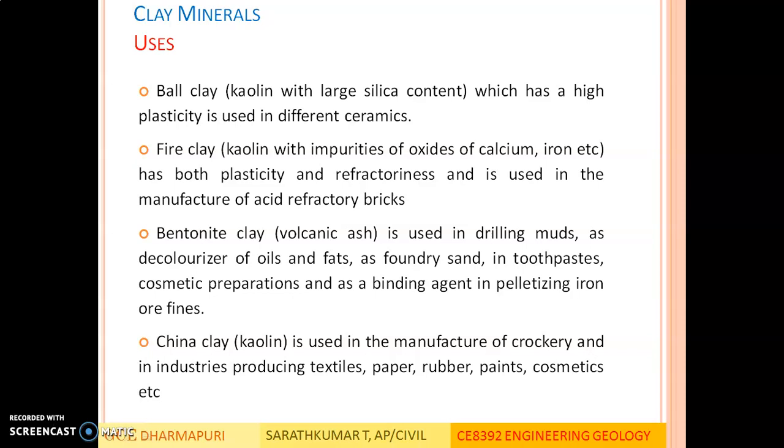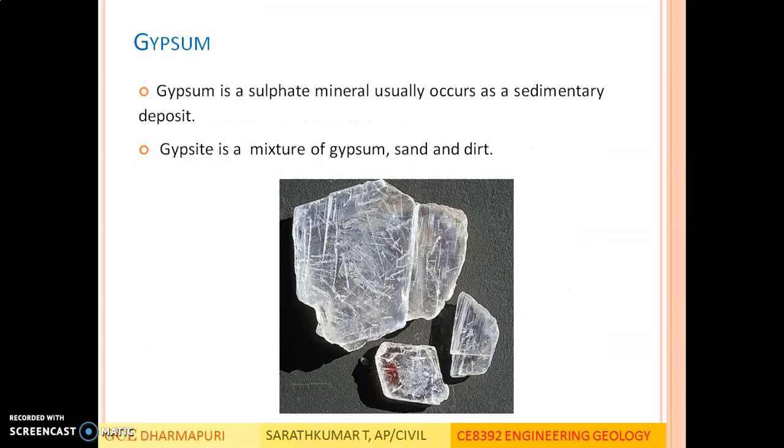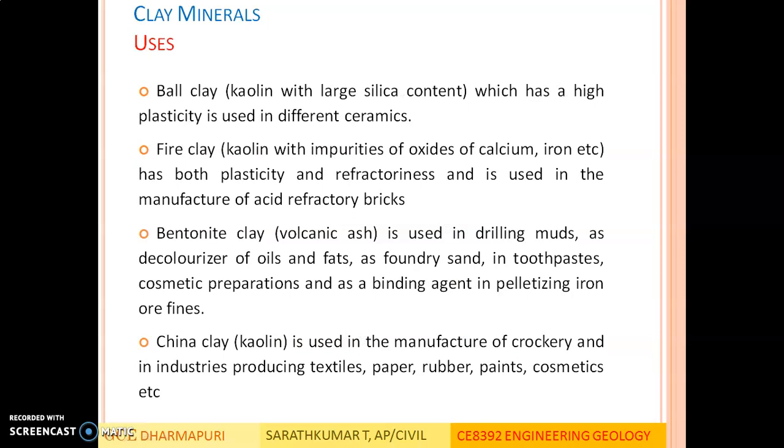Bentonite clay, from volcanic ash, is used in drilling muds, as a decolorizer of oils and fats, as foundry sand binder, in toothpaste and cosmetic preparations, and as a binding agent in pelletizing iron ore fines. China clay, which is nothing but kaolin, is used in the manufacture of crockery and in industries producing textiles, paper, rubber, paints, cosmetics, etc. So these are the uses of clay minerals.